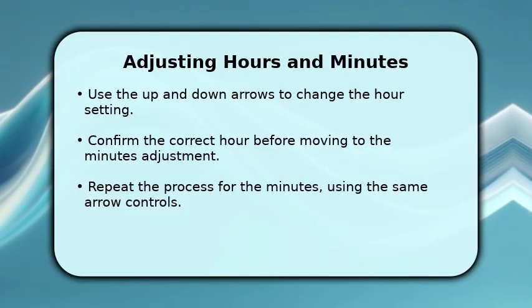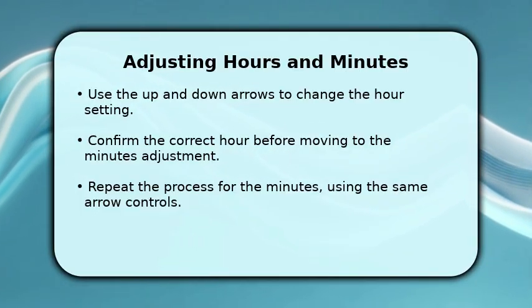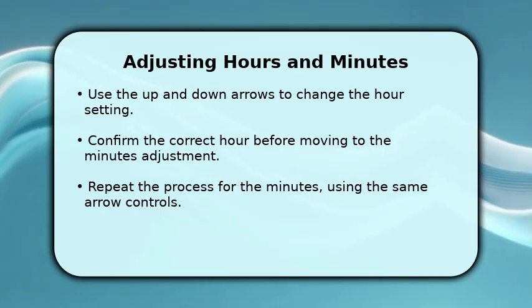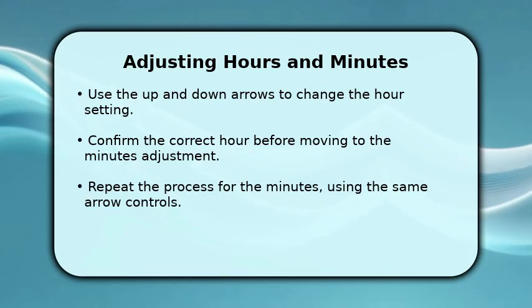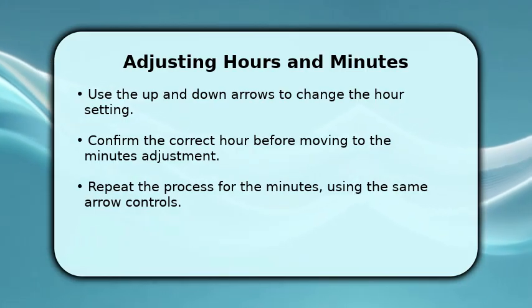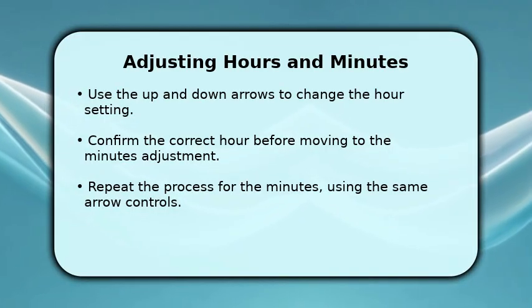Use the on-screen up and down arrows to change the hour. Make sure you select the correct AM or PM if your system uses a 12-hour format. Once the hour is set, move to the minutes. Again, use the arrows to fine-tune the minute setting until it matches the current time.